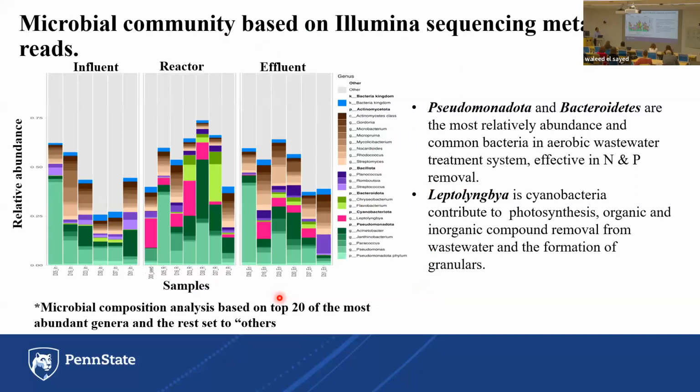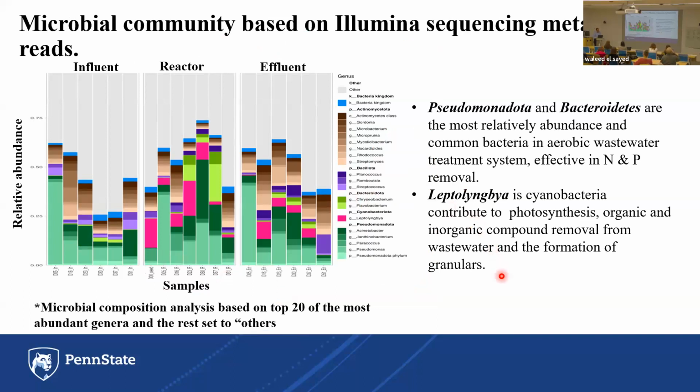In this figure, we recognize some kinds of bacteria with the highest relative abundance, like Pseudomonadota. This kind of bacteria helps our system to remove nitrogen and phosphorus forms from the system, and it has a high relative abundance in our system.